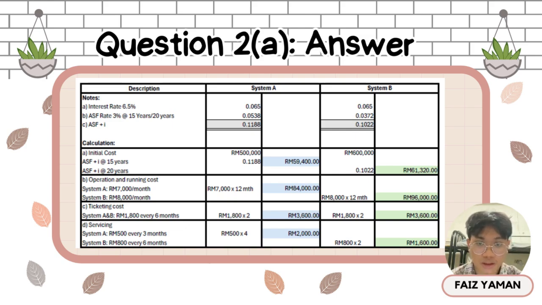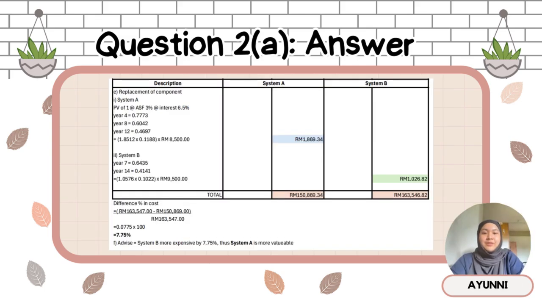I will pass this to AYUNNI. The next part of the calculation is by calculating and adjusting the replacement of components for each system. Based on the equation, the cost and period for replacement is different for both systems, where the cost for system A is 8.5k ringgit for every 4 years, meanwhile for system B is 9.5k ringgit for every 7 years. So the adjustment is calculated by using the PV of 1 method, as the cost is periodic.